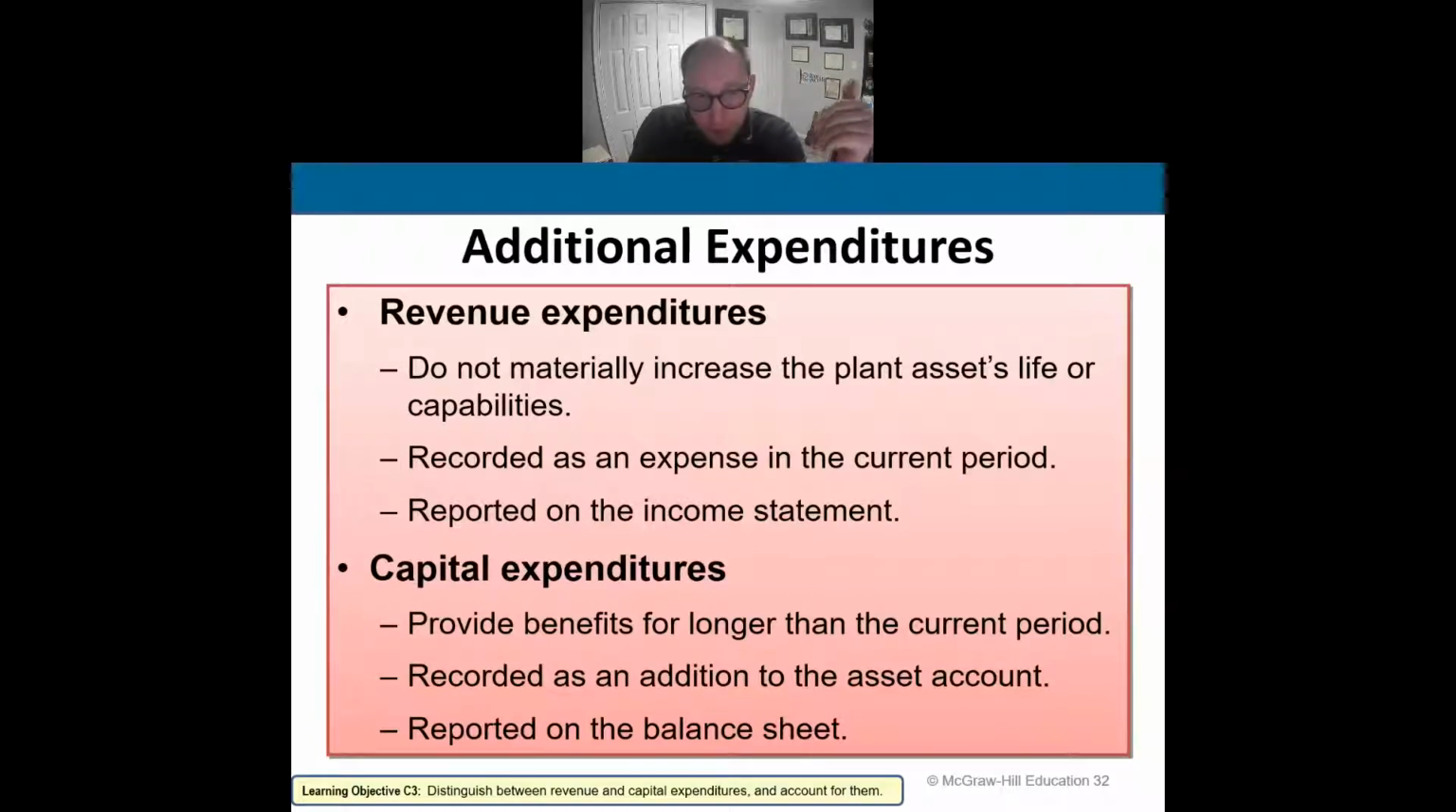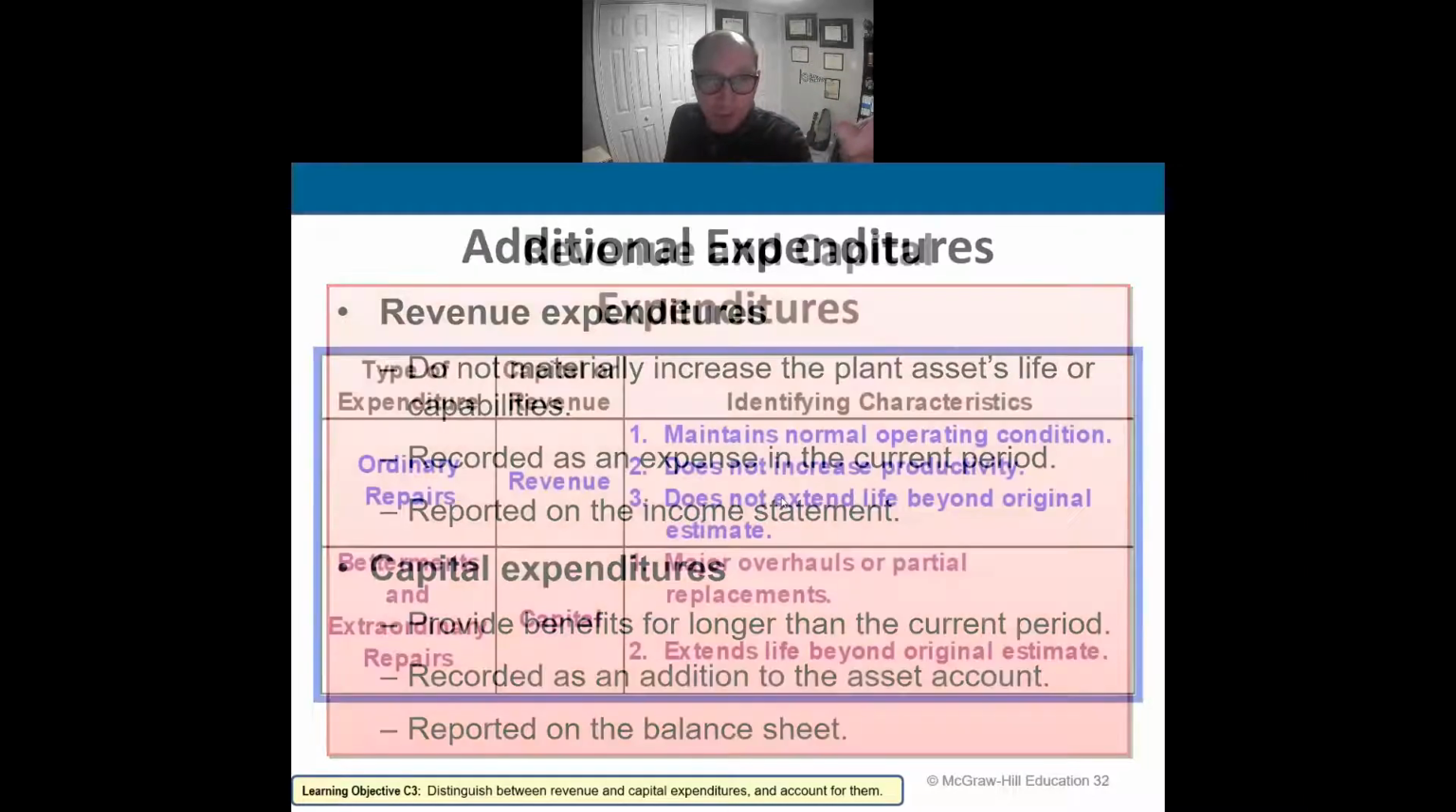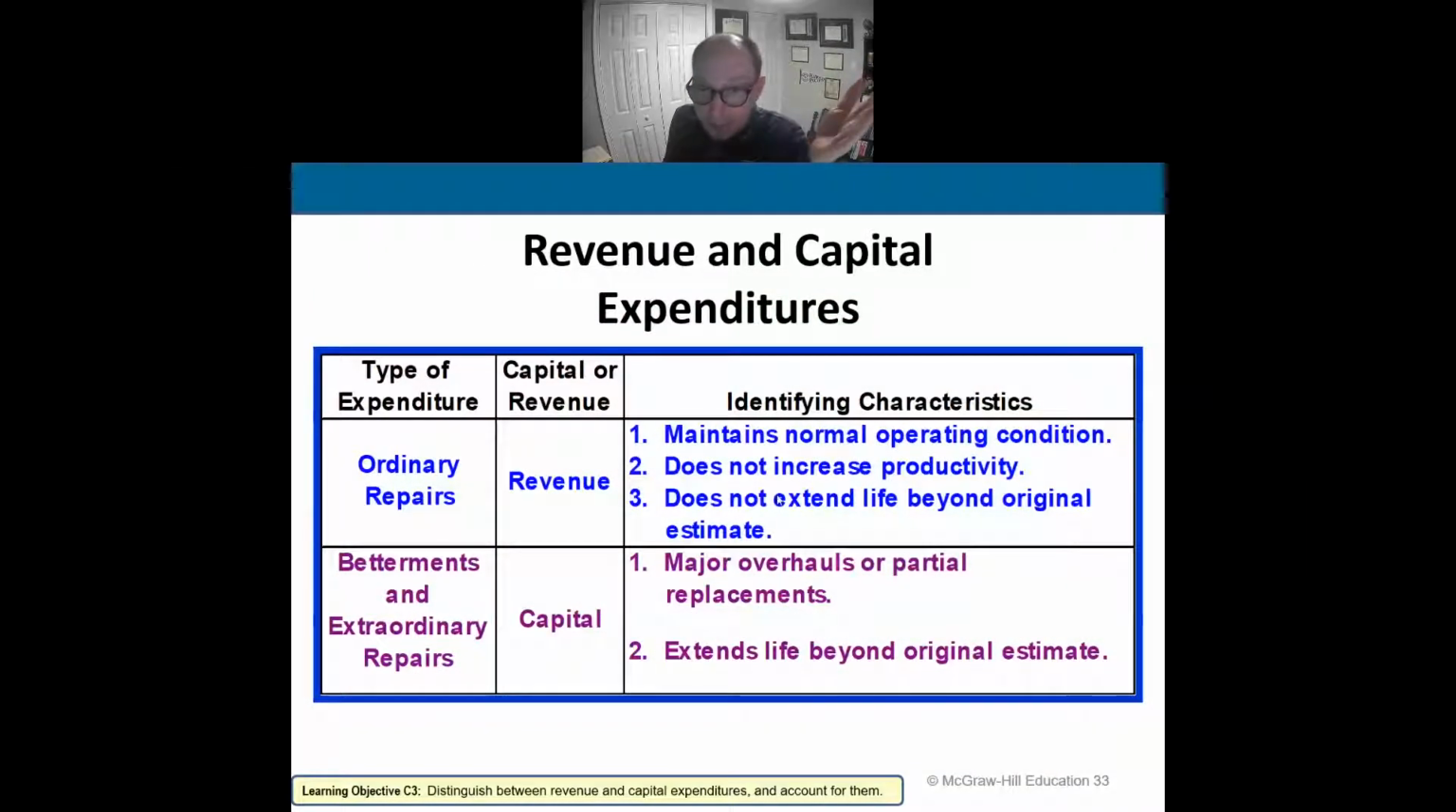The other decision is, if I replace it or replace large components of it, it'll last longer. So that makes a difference of whether we recognize something as a capital expenditure or as just an expense. Capital expenditure means we're adding to our property, plant, and equipment. An expense is just an expense. It goes on the income statement as a simple repairs and maintenance expense.